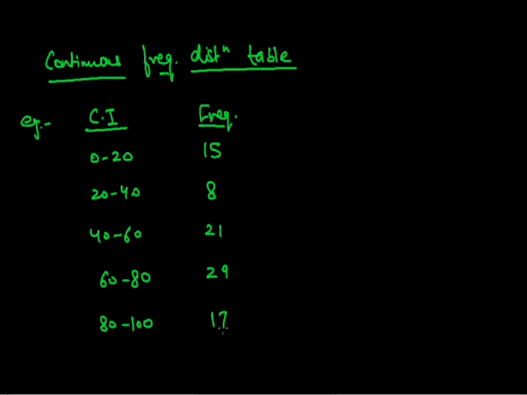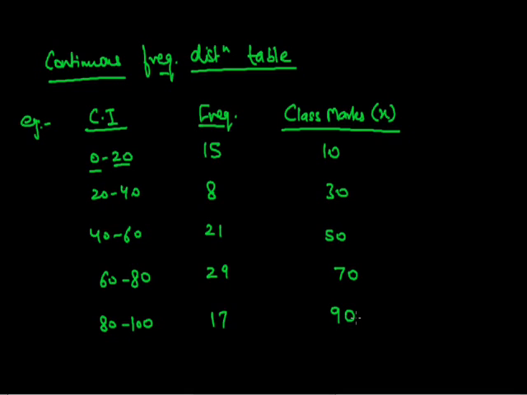Now if the class intervals are given, we cannot find the mean directly, because for finding the mean we definitely need the observation. So here we'll find the class marks, that is x. We already know how to find class marks: upper limit plus lower limit divided by 2. This is the method we studied in class 9th. So the class marks will be 0 plus 20 divided by 2, that is 10, 30, 50, 70 and 90.